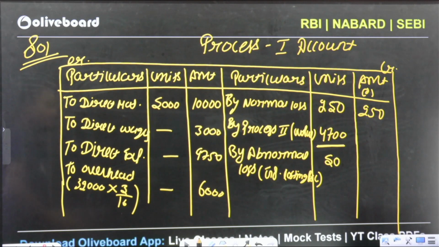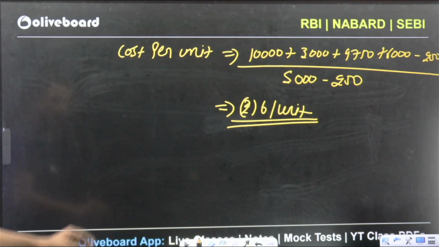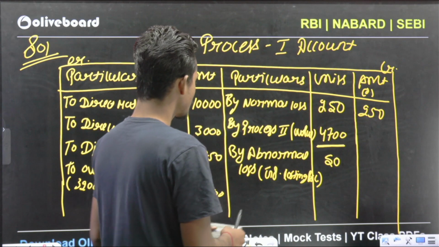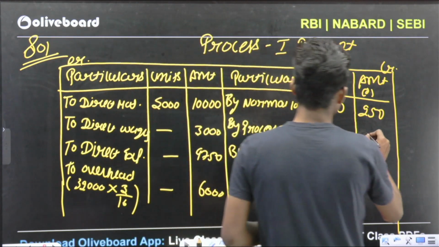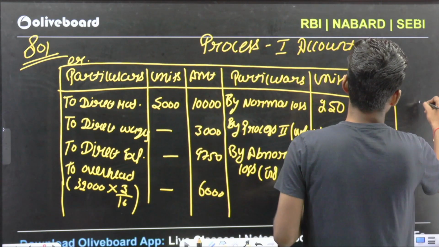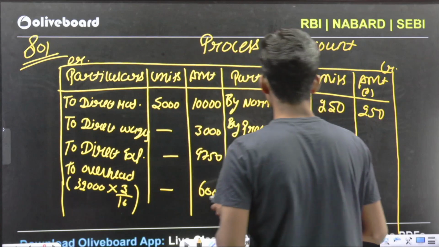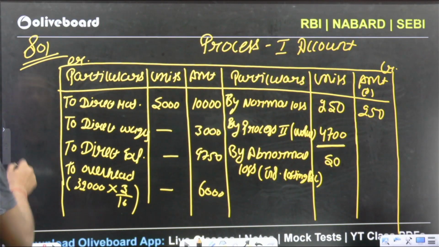So yes, we have calculated the cost per unit. Yes sir, we have calculated 6 rupees per unit. So I can simply calculate 4,700 multiplied by 6. I have the valuation of 28,200 as the process second account valuation of the 4,700 units cost.